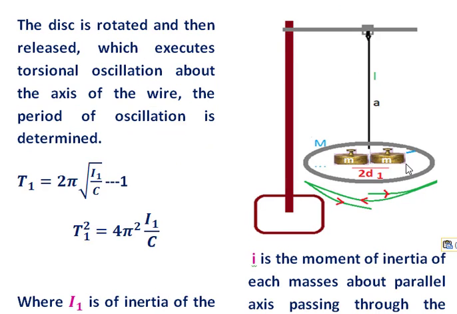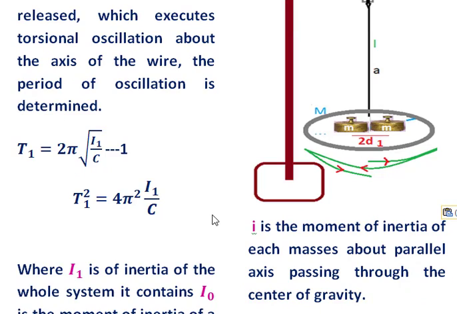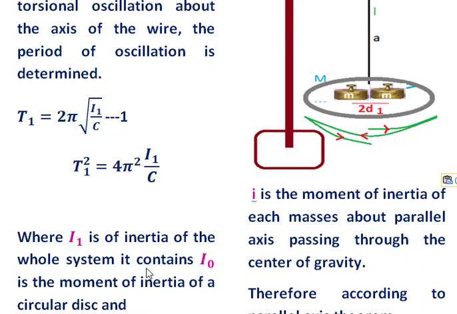Now the disc is rotated and then released, which executes torsional oscillation about the axis of the wire. From this, the period of oscillation is determined. That is, T1 is equal to 2π root I1 by C, the first equation, where I1 is the moment of inertia. So squaring this equation, we get T1 square is equal to 4π square I1 by C, where I1 is the inertia of the whole system.